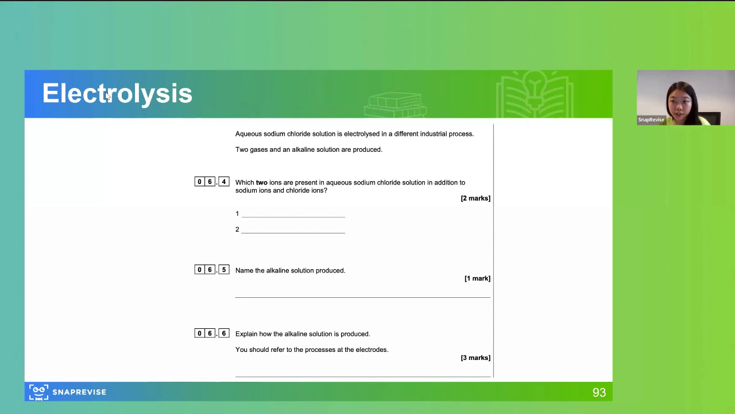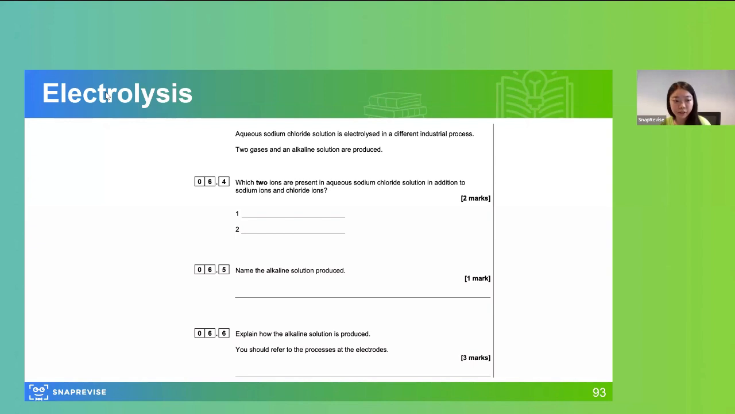Within electrolysis and aqueous, again, as I've said, if it's more reactive than hydrogen, hydrogen's going to be produced. And if it's a halide ion, halide ions are going to be produced. If that's not the case, oxygen will be produced. In this case, sodium is more reactive than hydrogen. So sodium is not going to be formed, but instead hydrogen. So now we only have sodium ions left in the solution.